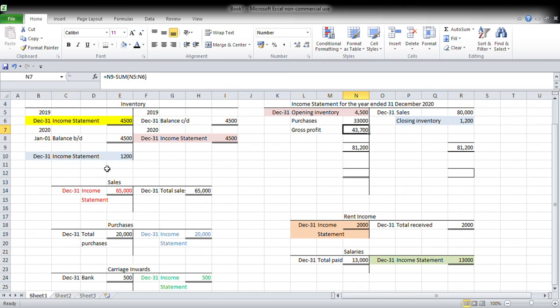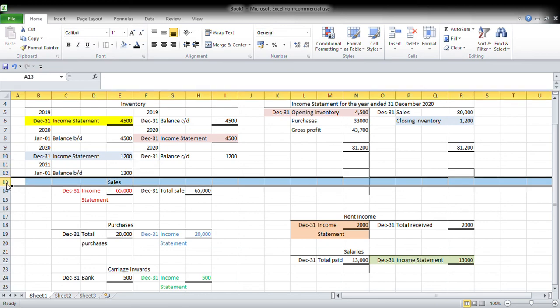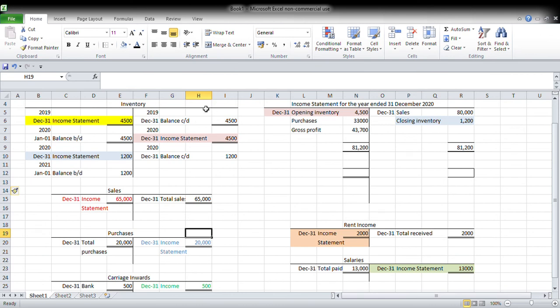Now if I ask you, this closing inventory for 2020, what happens to it? At the end of 2020 again, what do you do? You balance carry down to January next year, which is 2021, January 1st, balance brought down 1002. Then it becomes the opening inventory for next year. Now I want you to digest this and really understand what I'm doing here. Digest your inventory account.